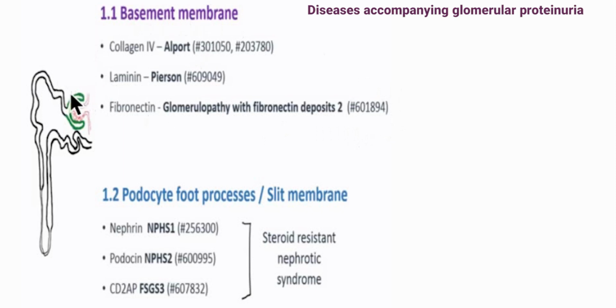This part of the nephron is followed by glomerular proteinuria. Also, podocyte foot processes, or slit diaphragm processes, can be connected with nephrin. This is a peptide which makes the slit membrane, podocin, and CD2AP. So these three pathologies underlie steroid resistant nephrotic syndrome.